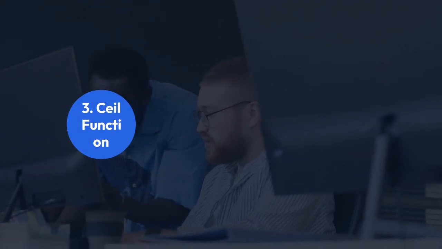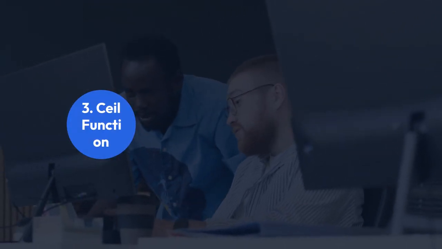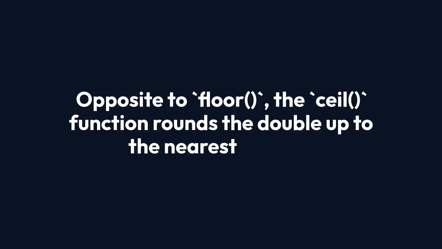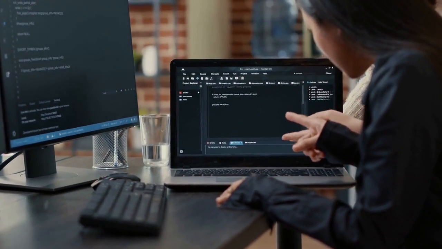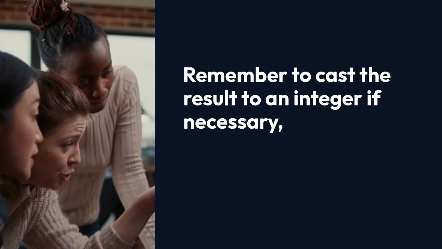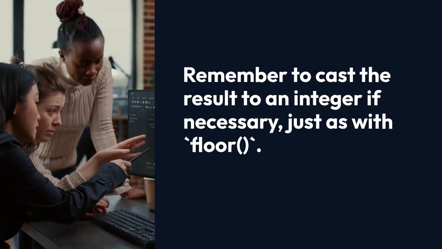3. Ceil function: C++, Java, Python, etc. Opposite to floor, the ceil function rounds the double up to the nearest integer. ceil(3.14159) returns 4, and ceil(3.4159) returns 4. Remember to cast the result to an integer if necessary, just as with floor.